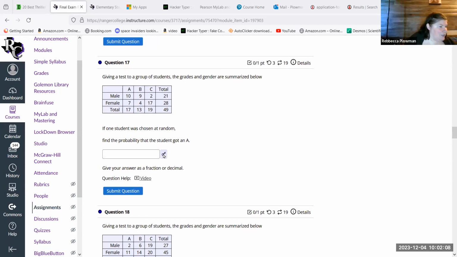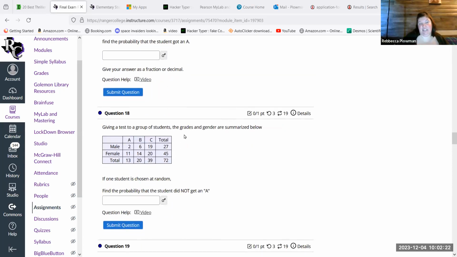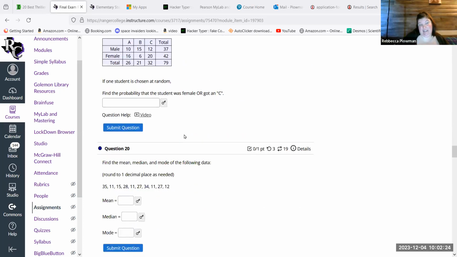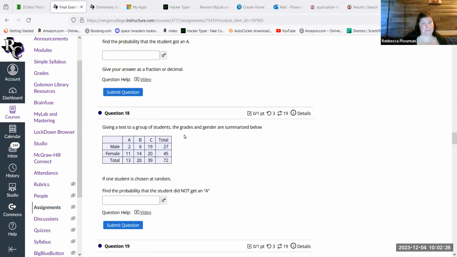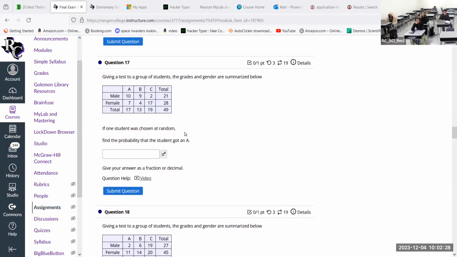Okay, I'm going to quickly look this one up because I can't remember exactly what I did for the probabilities. So this is kind of combining 17, 18, 19 together. So I'm just going to use one of these.